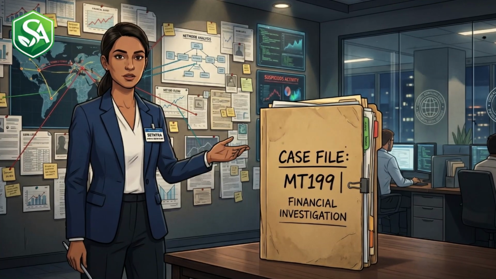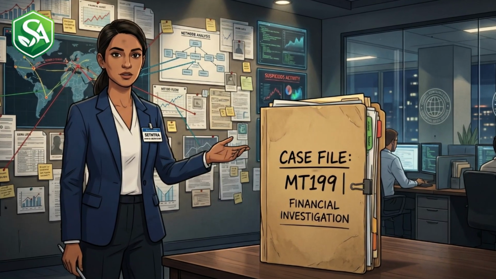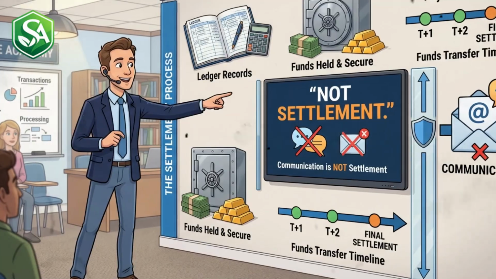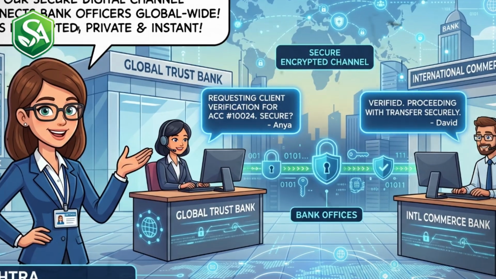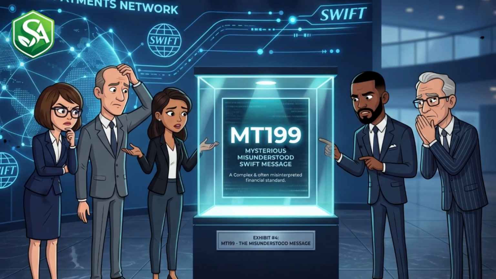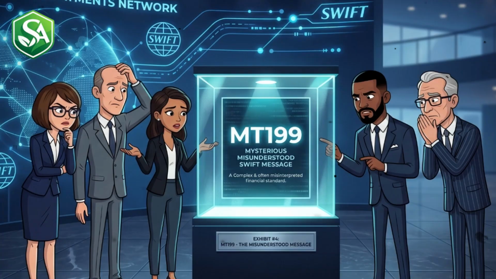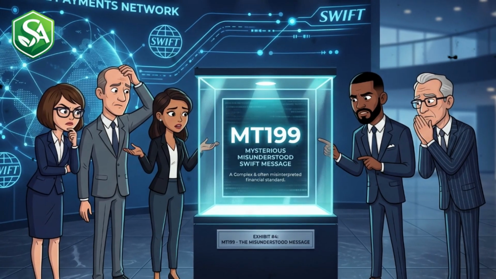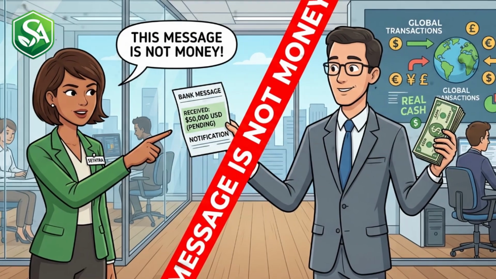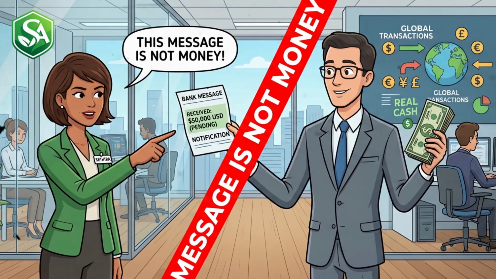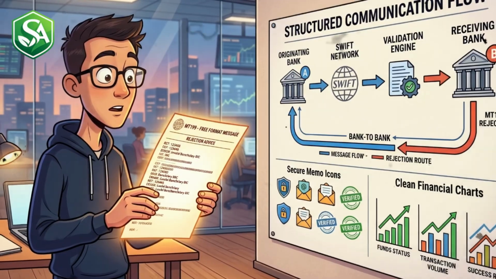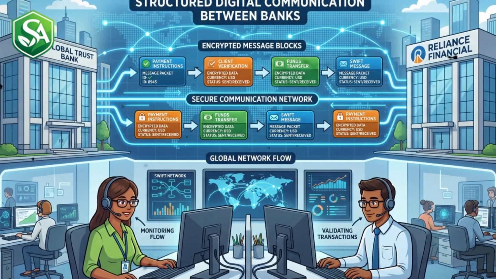My name is Sethtra, and today we're opening another case file. Not about money moving, not about settlement, not about funds arriving. Today we're talking about communication. Because MT199 is one of the most misunderstood SWIFT message types in global banking. And if you understand MT199 correctly, you will stop treating bank messages like money. You will start treating them like what they really are: structured communication.